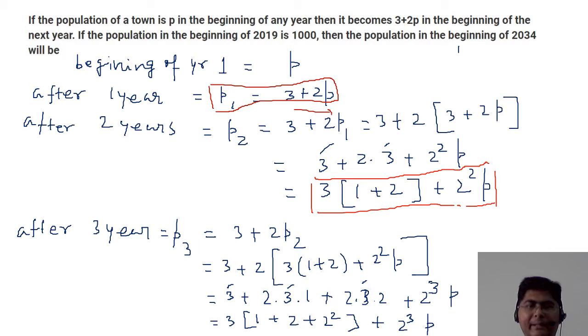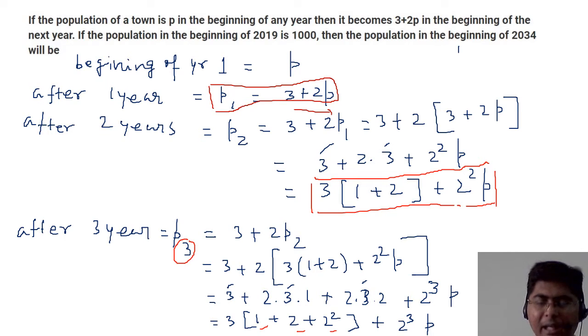Now can you see a pattern? Let's go back to our first concept where I mentioned that you need to find a pattern. So what are the patterns? See, look at after 3 years, how many terms are there? 1, 2, 3. And what is the highest value of 2? That is 2 squared. So that means 3 minus 1.